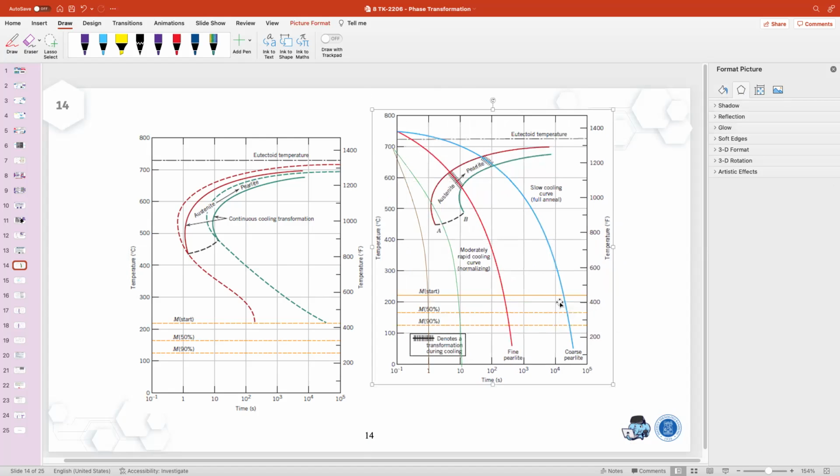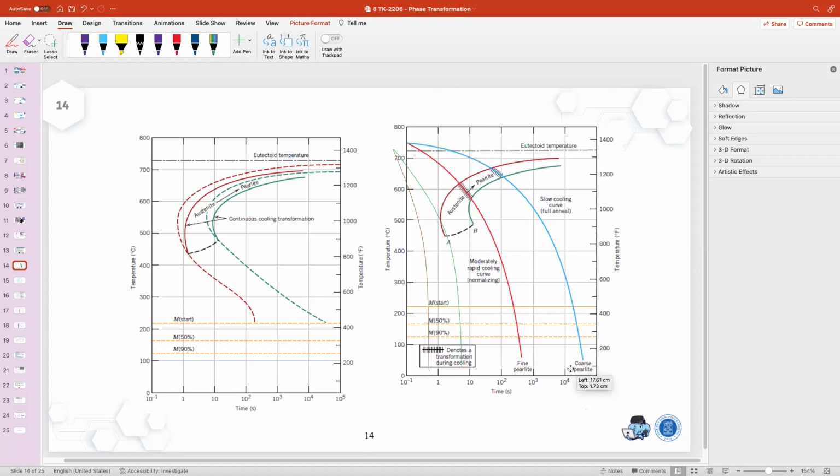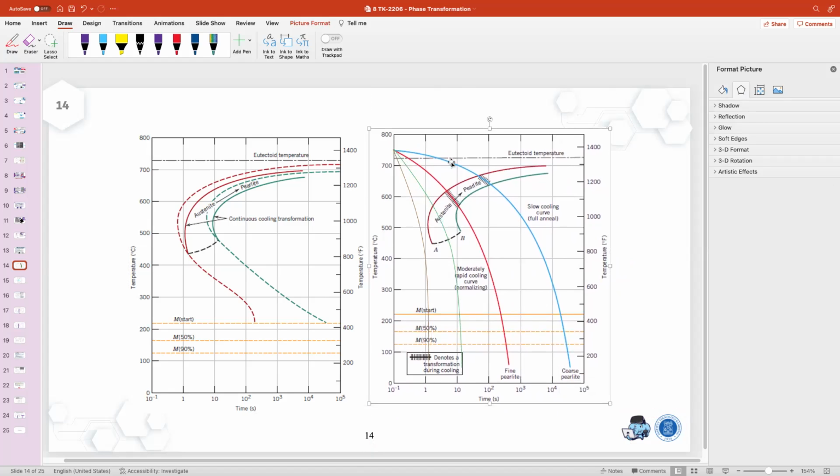Okay, so here, for example, the blue one is the slow cooling curve or full annealing, and then we will have a coarse pearlite. Over here is called the moderately rapid cooling curve, which is normalizing to get a fine pearlite. Or if you want, you can add some different, maybe higher rates, like this. So it's actually to get the cooling rate.